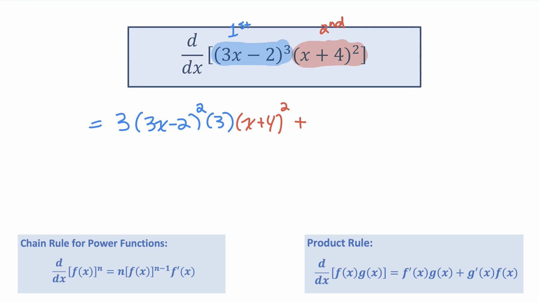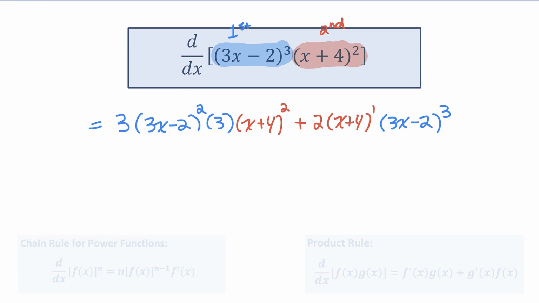Plus, now I have to do the derivative of the second function. Bring the exponent down, keep the base. The exponent minus 1, 2 minus 1 is 1, times the derivative of the base of the power. The derivative of x plus 4 is just 1, so I don't have to write a factor of 1. But then that has to be multiplied by the first function.